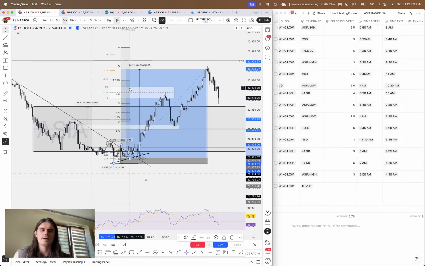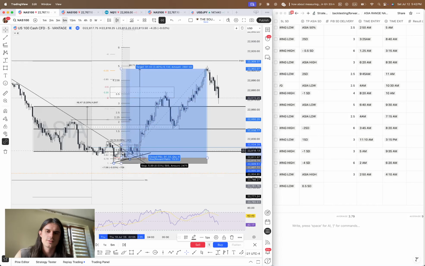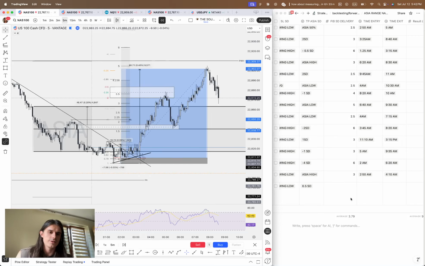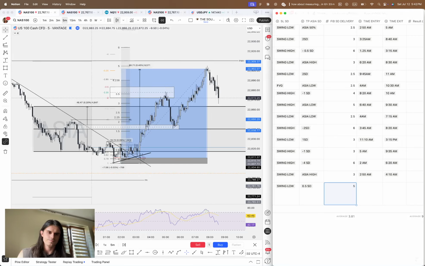So this is the trend-based Fibonacci. I use it from the intermediate term low to the top of the displacement and back to the short-term low. Again, I'm measuring them normally and the price delivered into 5 standard deviations.